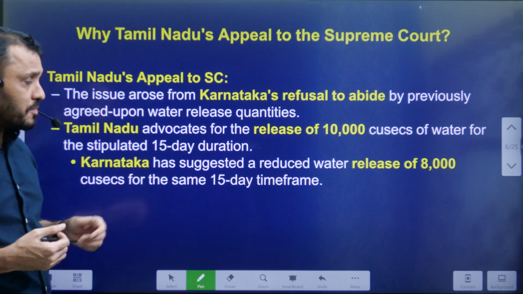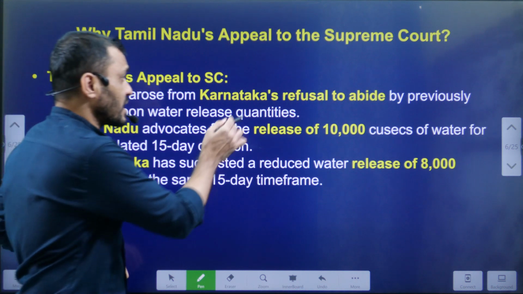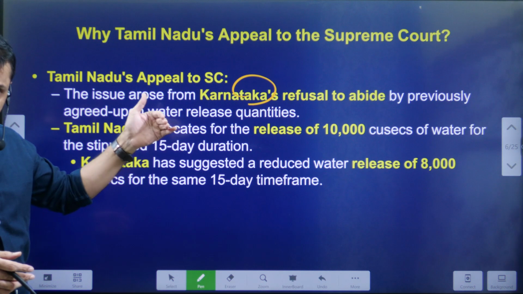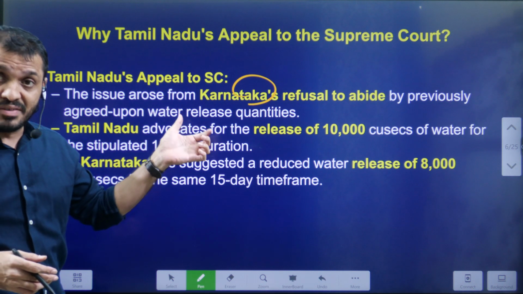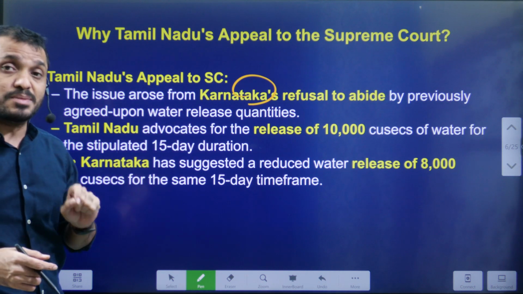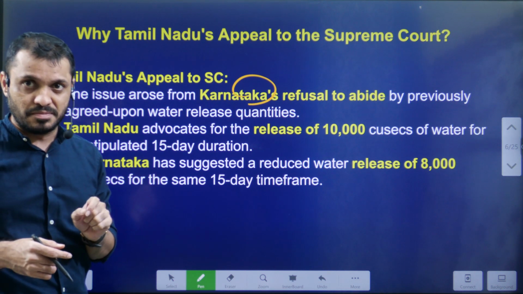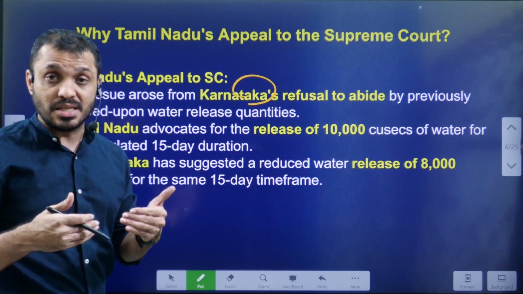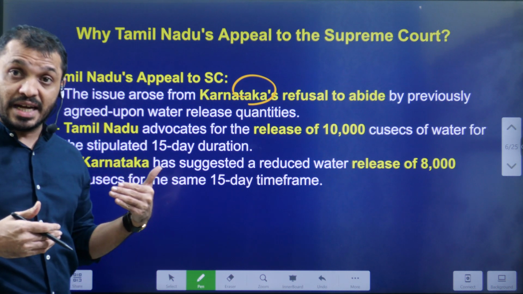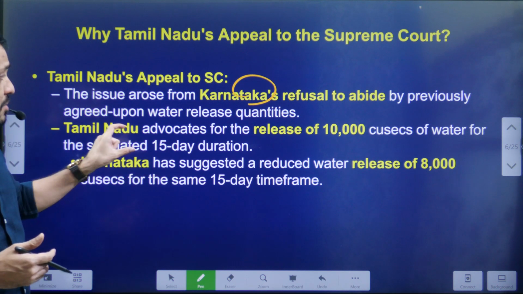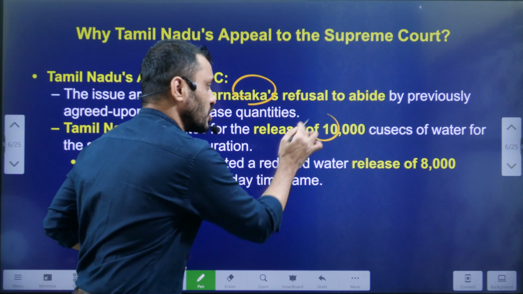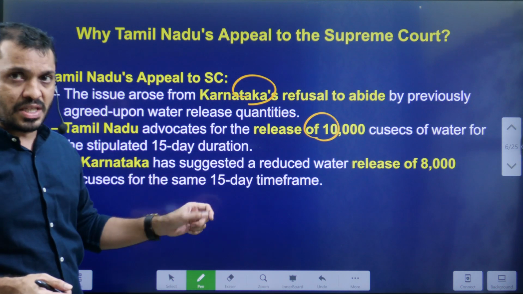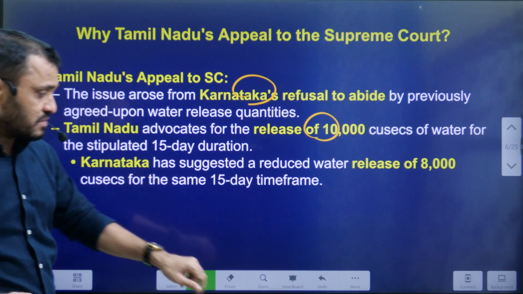First, Tamil Nadu's appeal. It is saying that Karnataka is not following the previously agreed agreement or the previously given award by the tribunal. You know that the concept of tribunal was not there in the original constitution. This tribunal concept was added to the constitution through the Swaran Singh committee under articles 323A and 323B. Now let us see. Tamil Nadu is asking for around 10,000 cusecs for the next 15 days, whereas Karnataka is saying that we can give only 8,000 cusecs for the next 15 days.